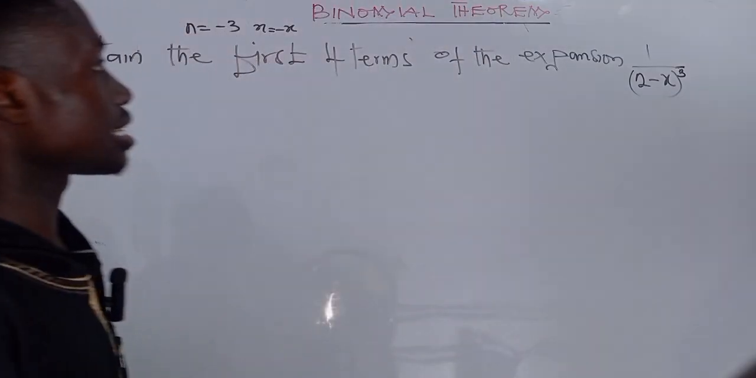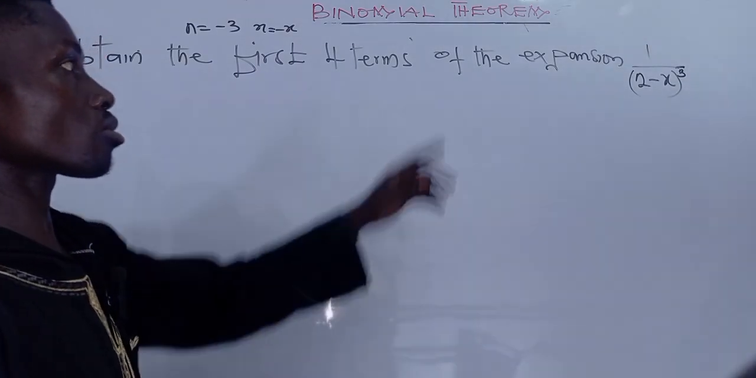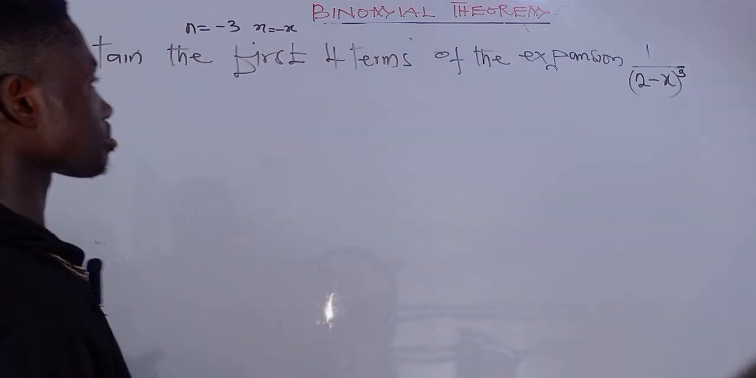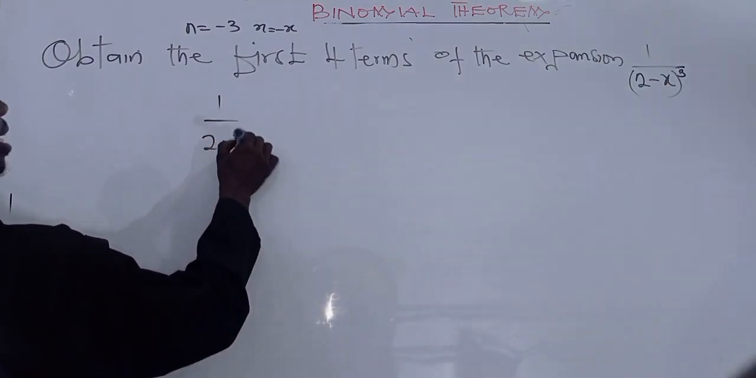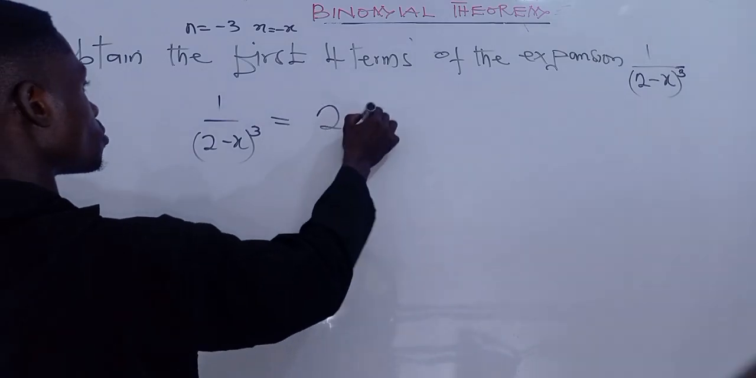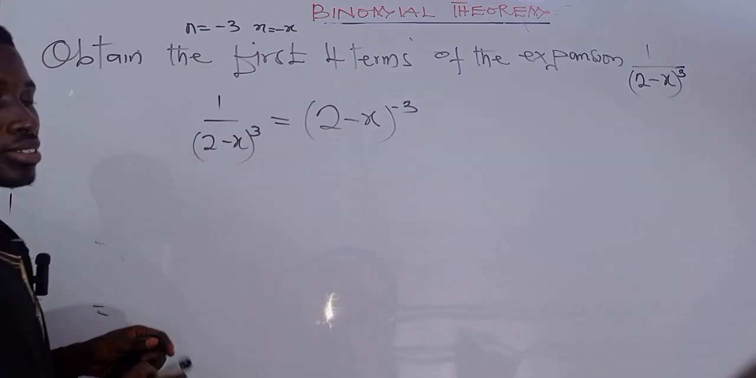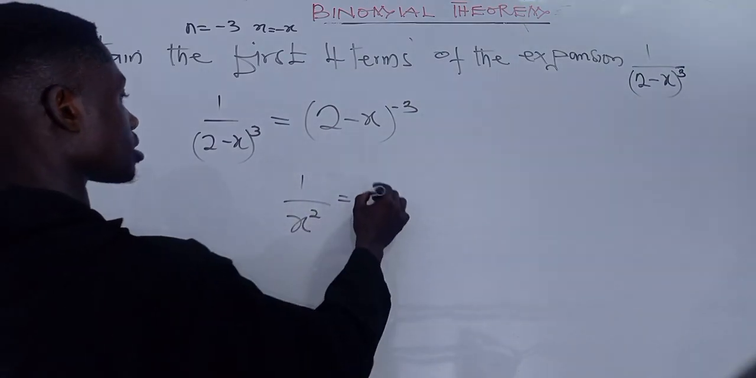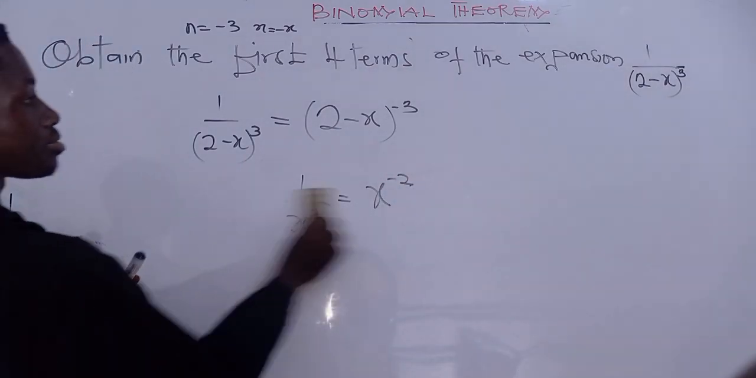So we have our second example. We have to expand the first 4 terms of the expansion of (1 over (2 minus x)) all raised to the power 3. Now we know that (1 over (2 minus x)) all raised to the power 3 can be written as what? (2 minus x) raised to the power negative 3. So as I said, when you have 1 over x squared, you can write it as what? x raised to the power negative 2. Very, very easy.